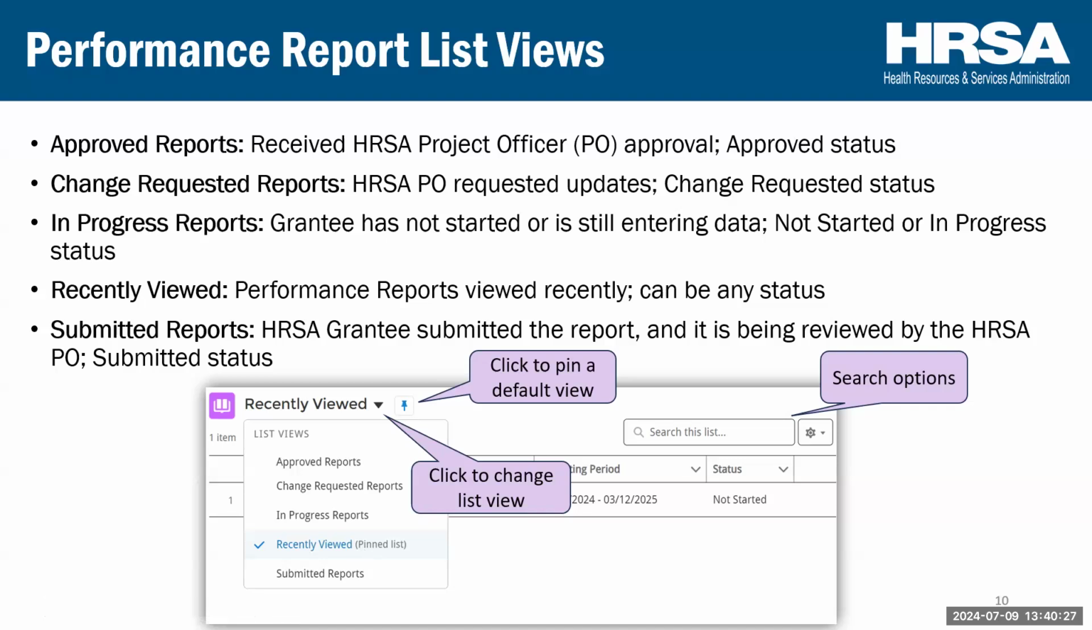Recently viewed, which is our default, will show all of your recently viewed reports. So anything that you've opened and looked at recently will show up in your recently viewed. And then our last list view at the bottom of the list is the submitted reports. That one will show any reports that have been submitted to HRSA for review and that have not been either approved or change requested yet.